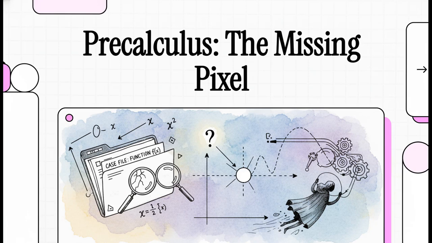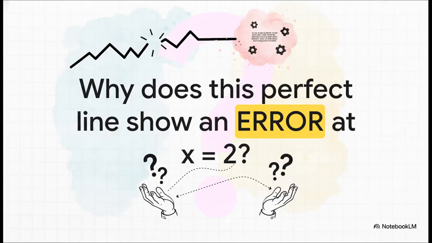All right, let's put on our detective hats today. We're going to open up a case file on a function that honestly looks completely innocent, but it's definitely hiding a secret. So here's the mystery we need to solve. You look at this function, and everything about it says it should graph a perfect, simple, straight line. But if you go and ask your calculator, hey, what's happening exactly at x equals 2, it just gives up. It flashes error. So what's the deal? How can a straight line just break at one tiny spot?